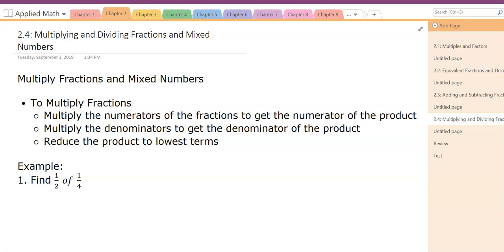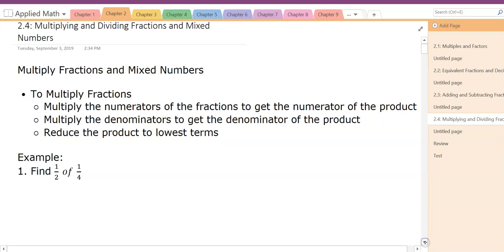If they say something like, find a half of a fourth, that's just a multiplication problem where you're going to end up taking 1/2 times 1/4. So like that. So we're just setting it up. Now we multiply, like I said, across the top, so you're going to take 1 times 1, and then on the bottom 2 times 4. So 1 times 1 would be 1, 2 times 4 is going to be 8. So final answer would be 1/8.